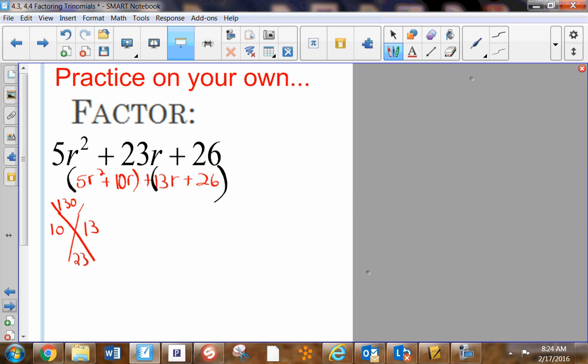Okay. So, pull out a 5R. And then I pull 13 out of those groups. That would be a 1R. Common factor.